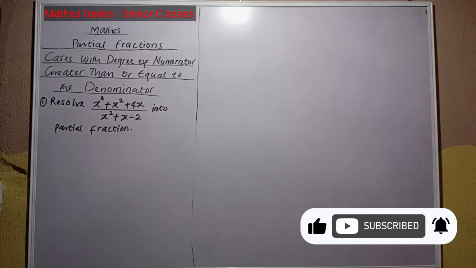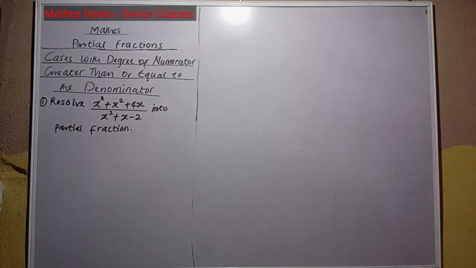We are going to start with the example on the board. It says resolve x cubed plus x squared plus 4x over x squared plus x minus 2 into partial fractions. In this example, we discover that the degree of the numerator is greater than the degree of the denominator, and as long as we're going to resolve it to partial fractions, we can't proceed like this. We must start off by ensuring that the degree of the numerator is equal to or slightly less than the denominator.